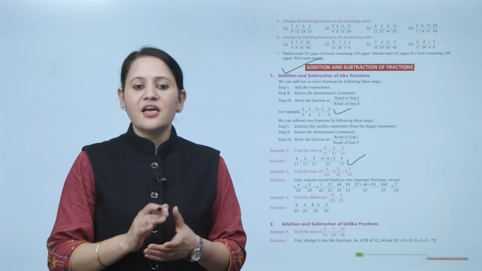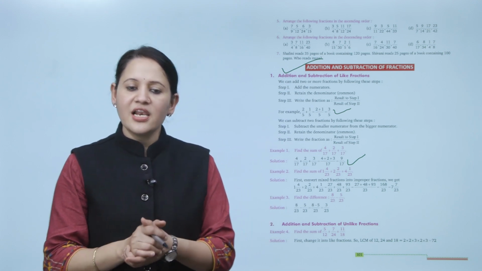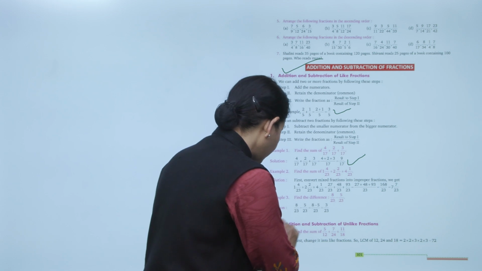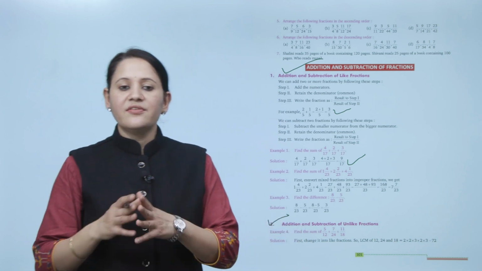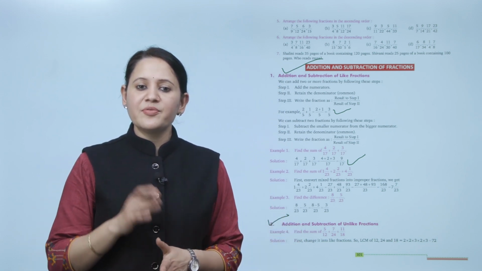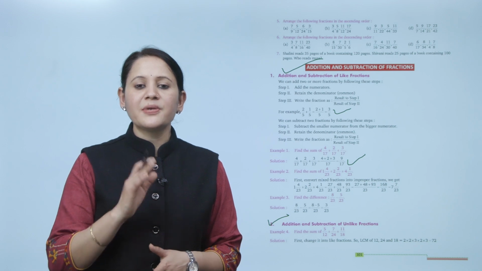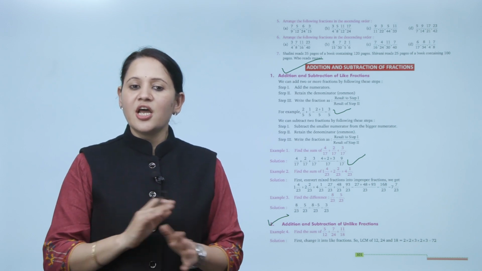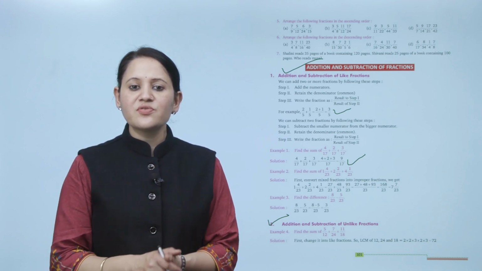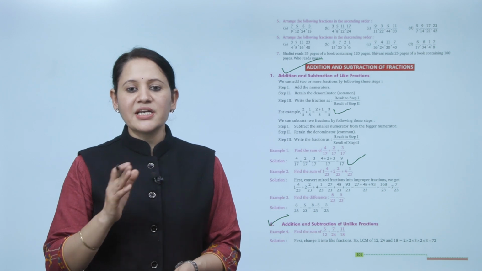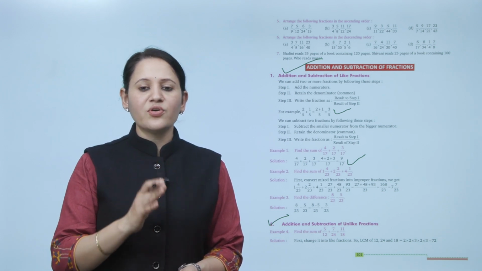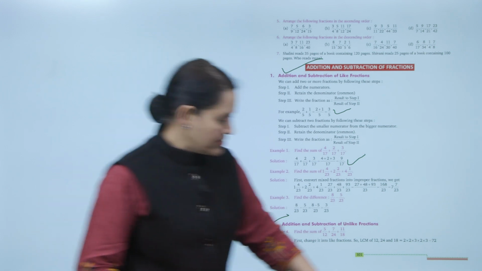Next is addition and subtraction of unlike fraction. We'll take an example. Find the sum 5 upon 12 plus 7 upon 24 plus 11 upon 18. Now they are unlike fractions. So first we'll change into like fraction by taking the LCM of 12, 24 and 18. That is 72.